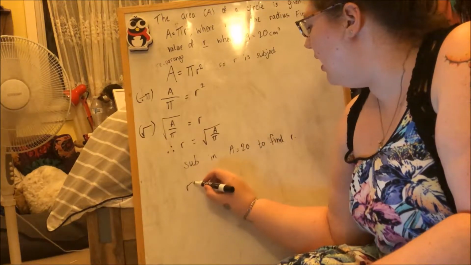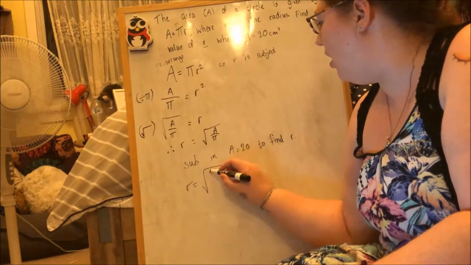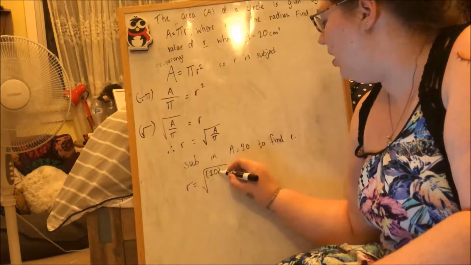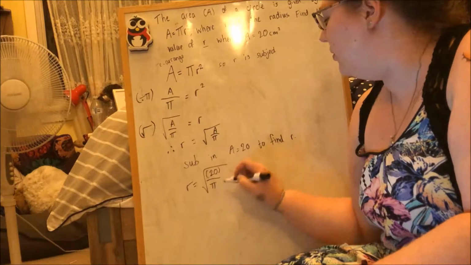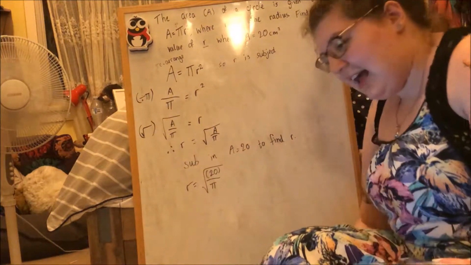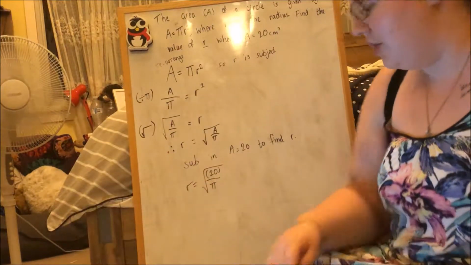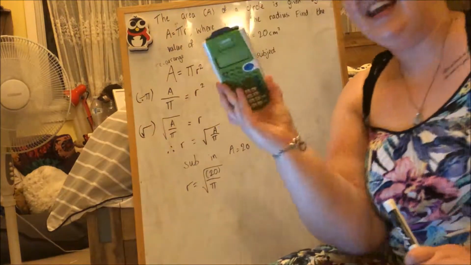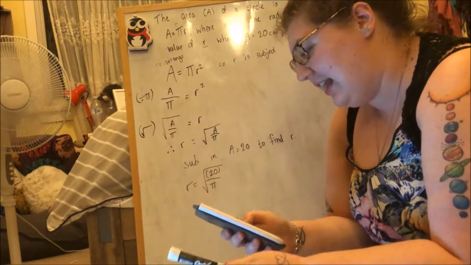So R equals the square root of 20, I'm going to pop it in brackets because that's what I do, divided by pi. I grabbed a calculator. I don't know where I put it, it's behind me. So I'm going to pop that into my calculator.